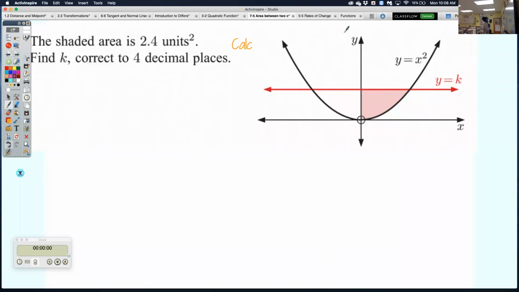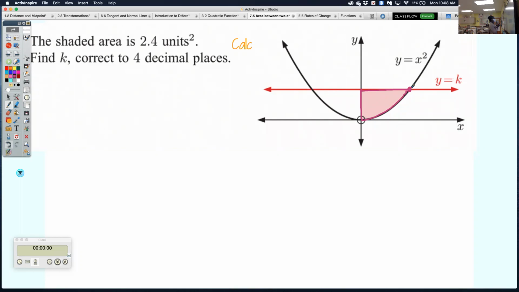So when we look at this one, it says the shaded area is 2.4 units, find k correct to 4 decimal places. Well, the truth of the matter is that the shaded region, which represents 2.4, is just this area right here. And we don't know how to go about finding the antiderivative when we have just a line and a point that enclose the area.